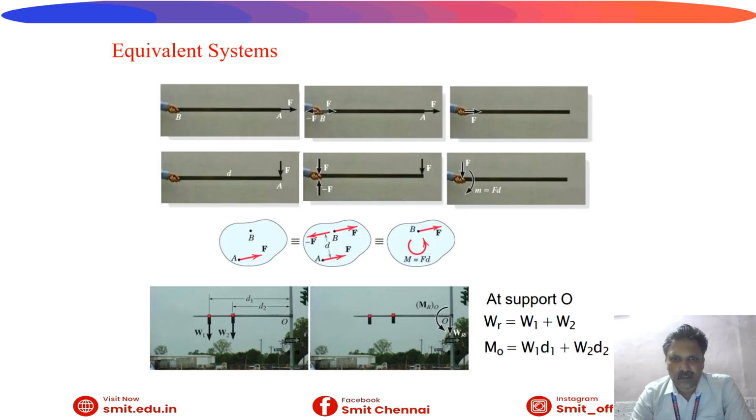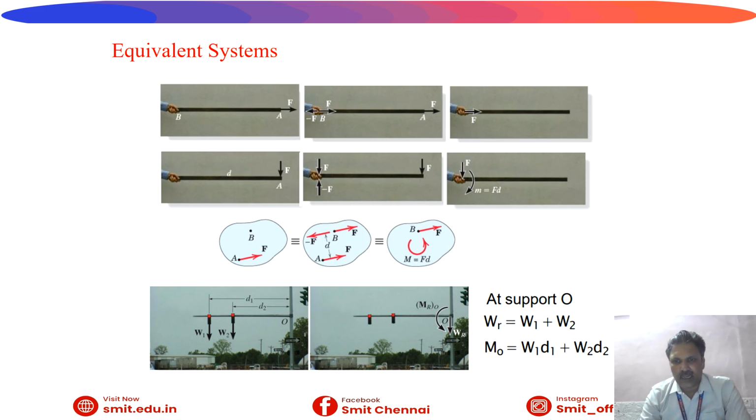Here, in equivalent systems, various applications are given, students. First application, on the topmost left-hand side, we can see one man holding a rod. F is the force acting in that direction, and B is the point where the man is holding. In the second one, the forces act at B in opposite directions, so both get cancelled to form only one force. We already studied this in the principle of transmissibility. The same concept is utilized here.